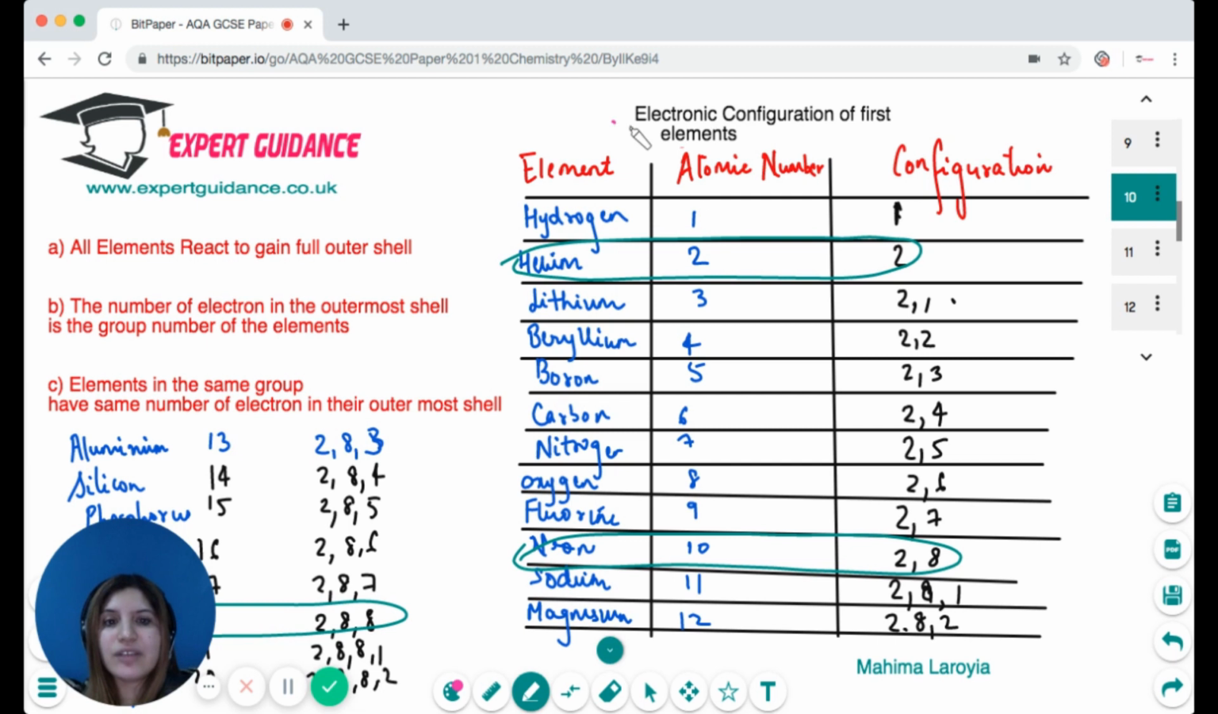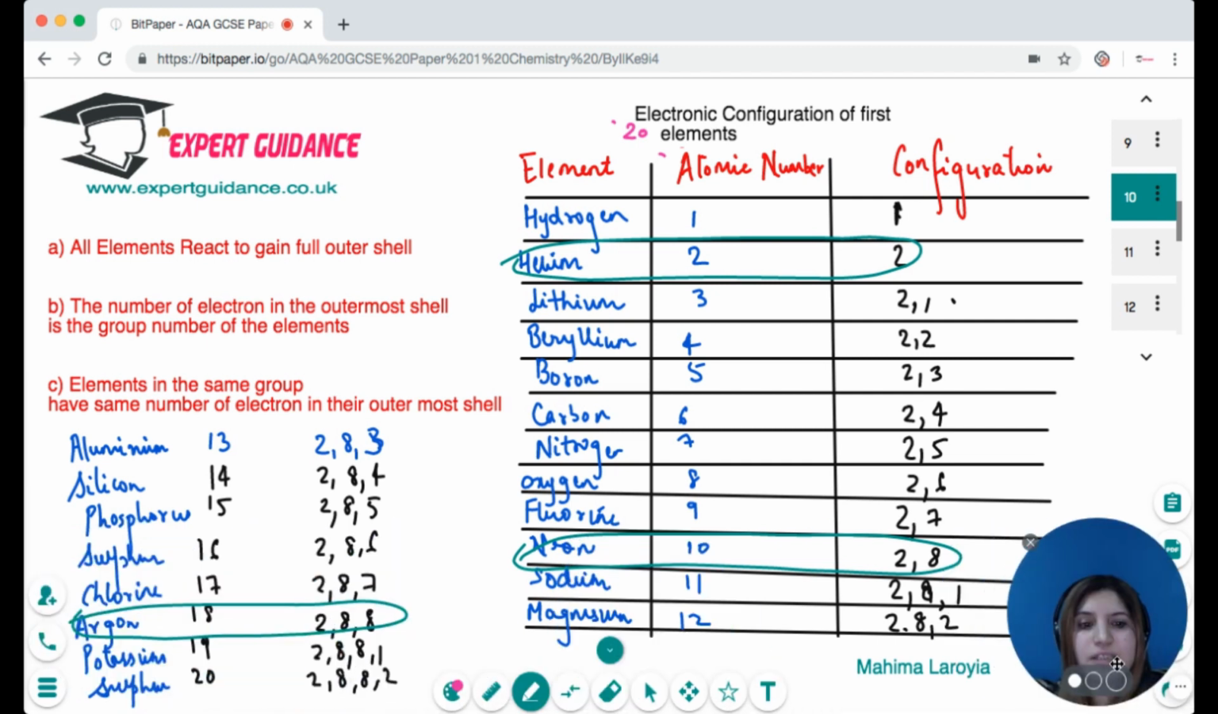Now you have in your syllabus the electronic configuration of the first 20 elements. So this is the list of the first 20 elements: hydrogen, helium, lithium, beryllium. The atomic number is mentioned. So the electronic configuration with atomic number 1 would be 1. With 2 it is 2. Then with 3, we'll have a new shell: 2,1; 2,2; 2,3, and so on. And once all 8 electrons are filled in the second shell, with sodium we have another shell, so 2,8,1. So this is the electronic configuration of the first 20 elements.